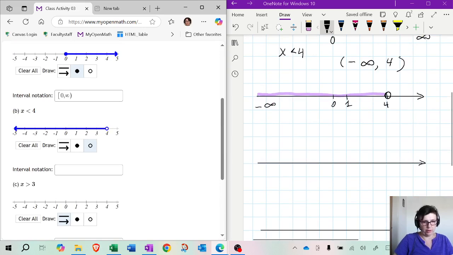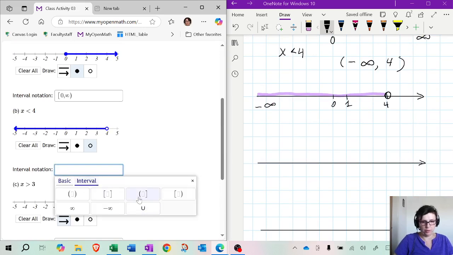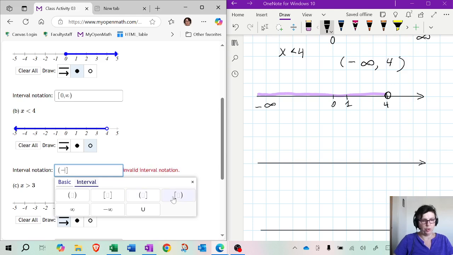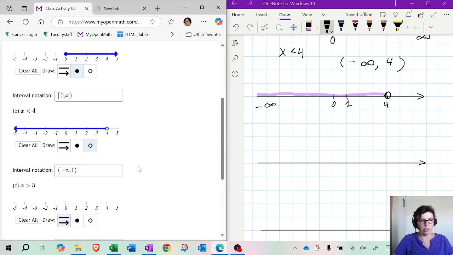Okay, we didn't write it in interval notation yet. Let's go to the interval. We choose this option. So negative infinity, comma 4. Nope, it should be parentheses. Okay, now it's correct because 4 wasn't included. It was an open dot.